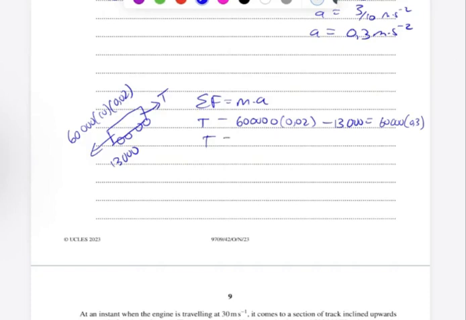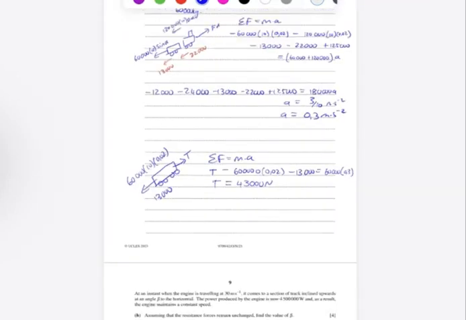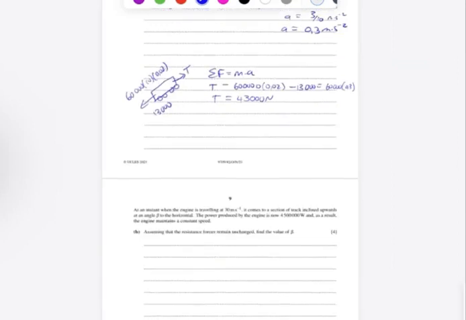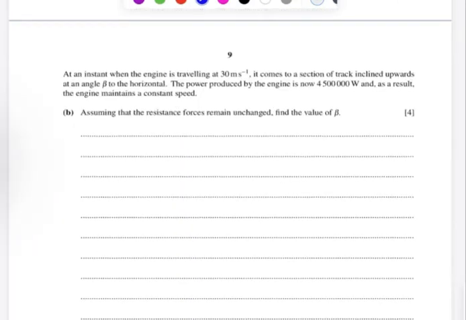So I am getting a tension of 43,000 Newton. Okay, so the principles of these connected particle questions are all actually quite similar. So just try and practice them whether you're either splitting them up or you're working as a system. Okay, at the instant when the engine is traveling at 30 meters per second, so they're giving me an instant in time, so this is going to be a power question.